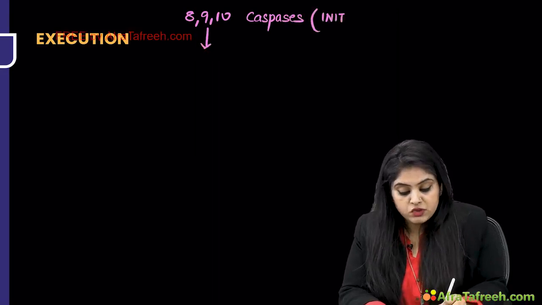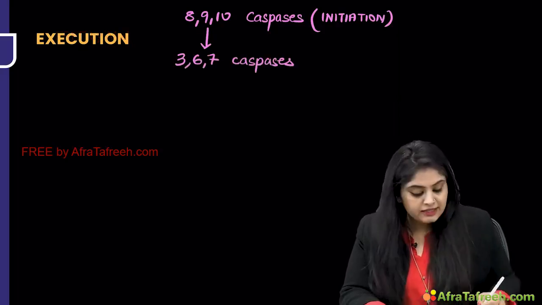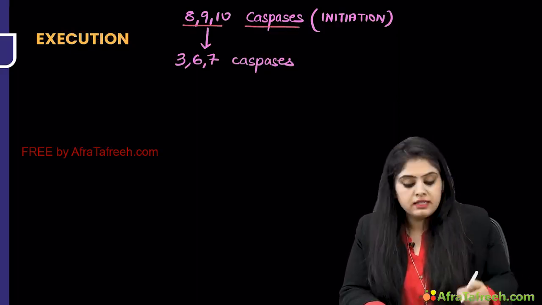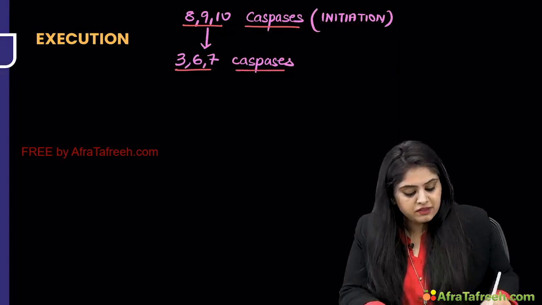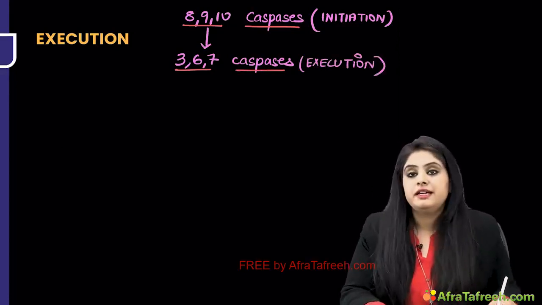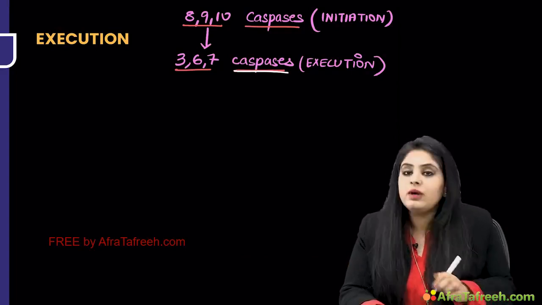This was all initiation, but now I have entered into the next step, and that is activation of caspase 3, 6 and 7. So it's a chain reaction. When 8, 9 and 10 get activated, automatically they will go and activate 3, 6 and 7. This means I have entered into the process of execution. So is the story over? No.